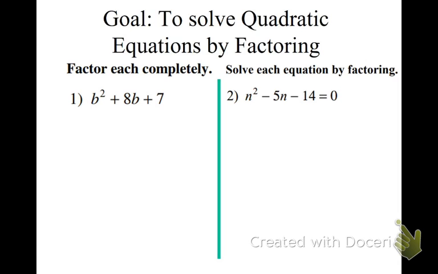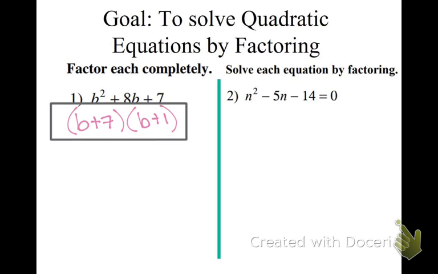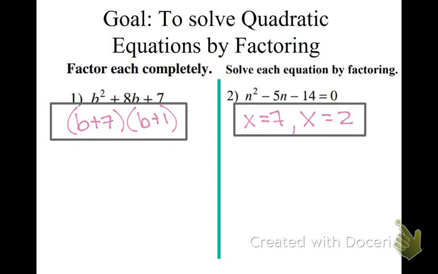Factor, solve. If you factor, your answer will end up looking like b plus 7, b plus 1. That's literally the answer to this problem over here. If you solve, your answer would end up being x equals minus 7, x equals 2, an answer that looks like this. They're similar steps, but this says factor, so you need to leave it factored. This says solve, so just like any other equation you've ever seen that says solve, you should have x equals a number.